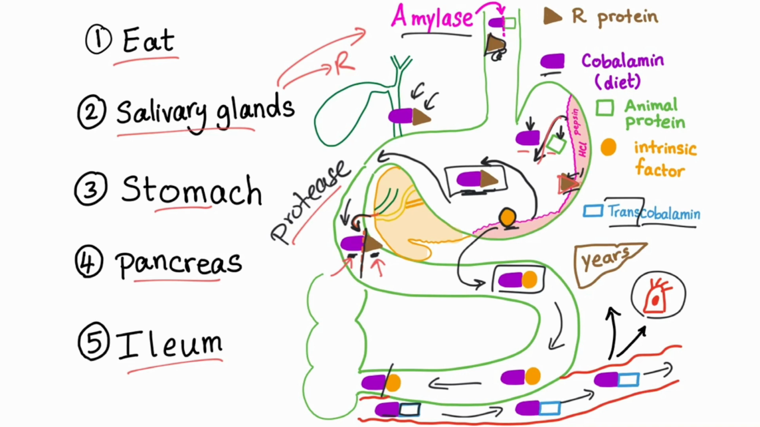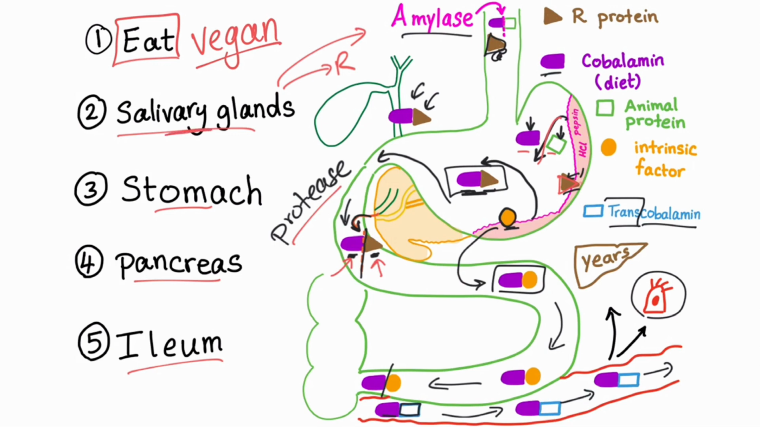So any problem in any of these processes will cause vitamin B12 deficiency. Let's go to the first step, eating. Dietary deficiency, which is rare except if you are a strict vegan. Okay, these people only eat vegetables. Vegetables have very little vitamin B12 and it's harder to absorb.